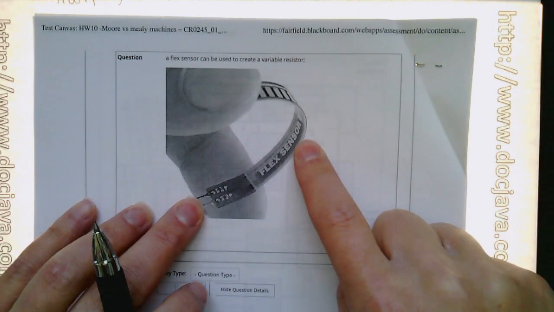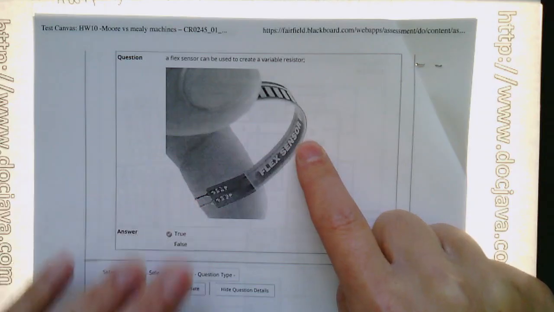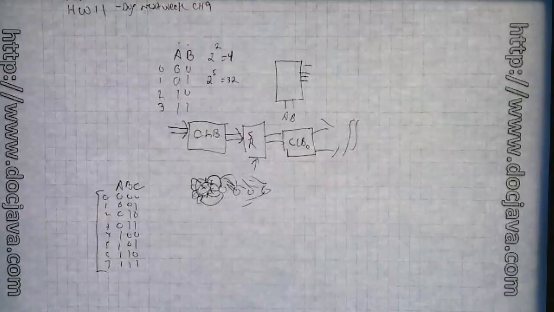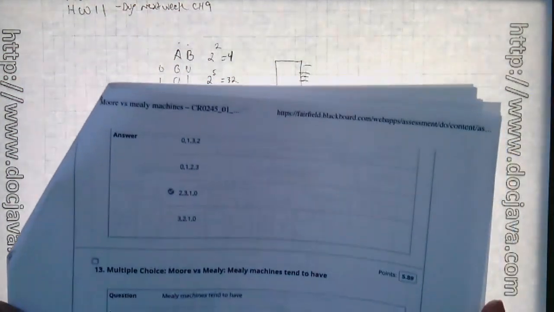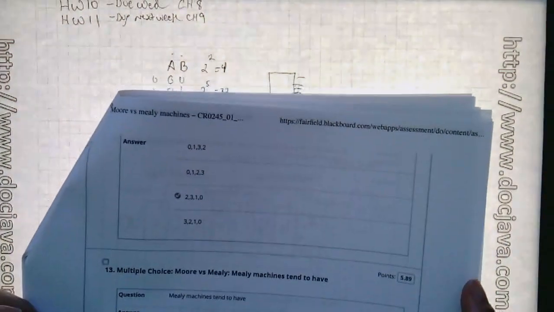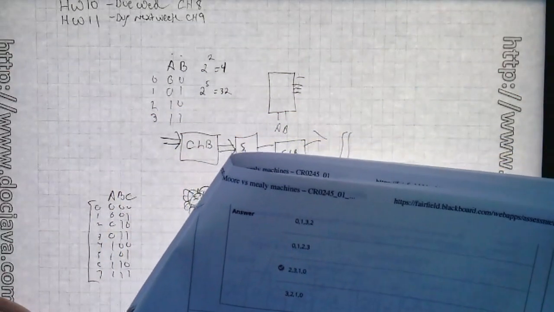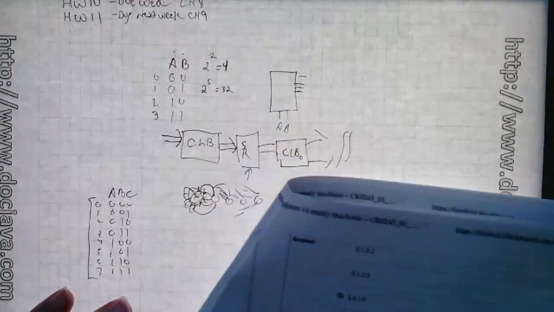Someone says, can we do question 13? Question 13 says, Mealy machines tend to have fewer states, different outputs on arcs, asynchronous output changes.